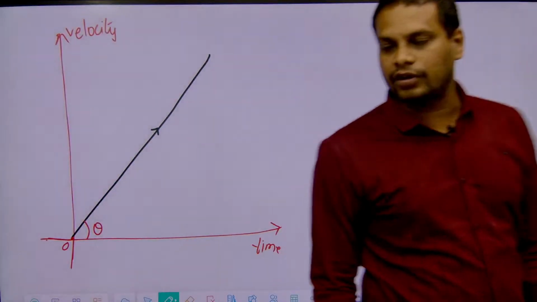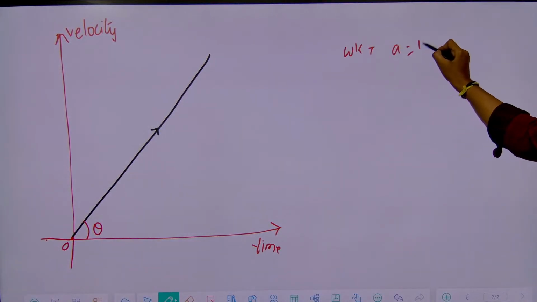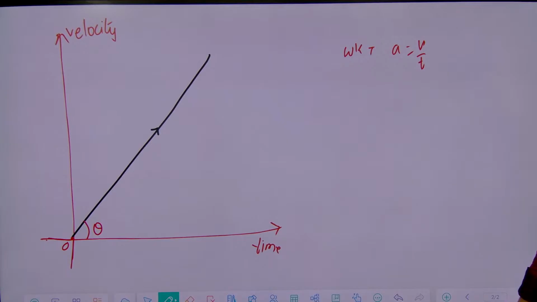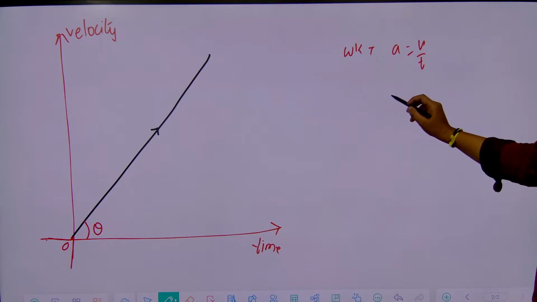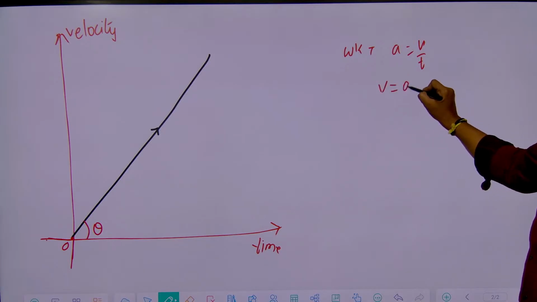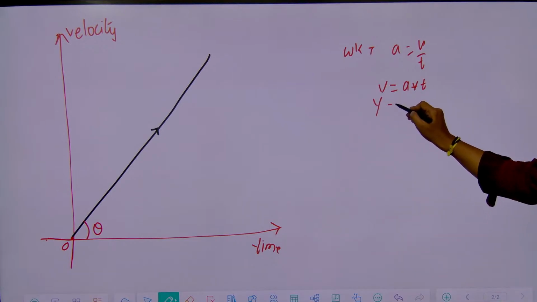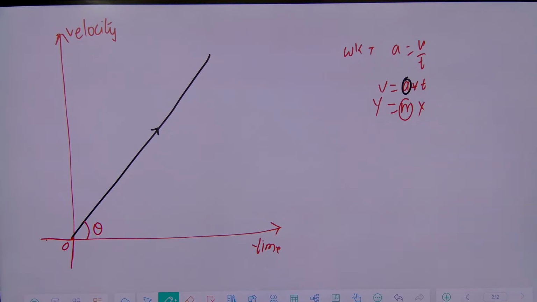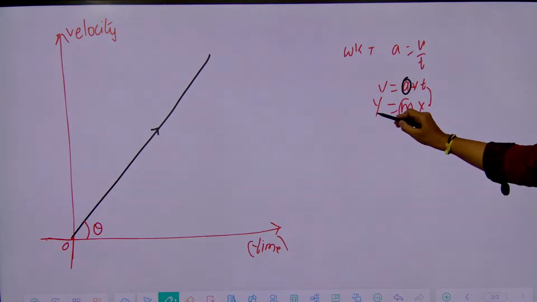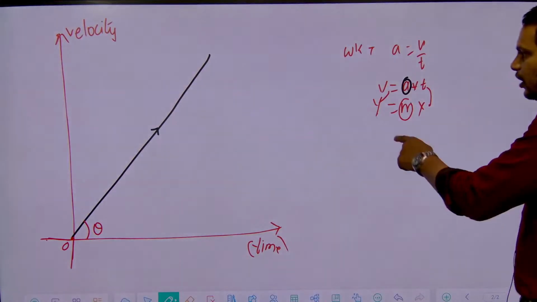Now try to understand. We know that acceleration a is equal to velocity by time. Then you can take velocity is equal to acceleration into time. Then it looks like y is equal to mx. In place of m we have acceleration, in place of x we have time, and in place of y we have velocity.